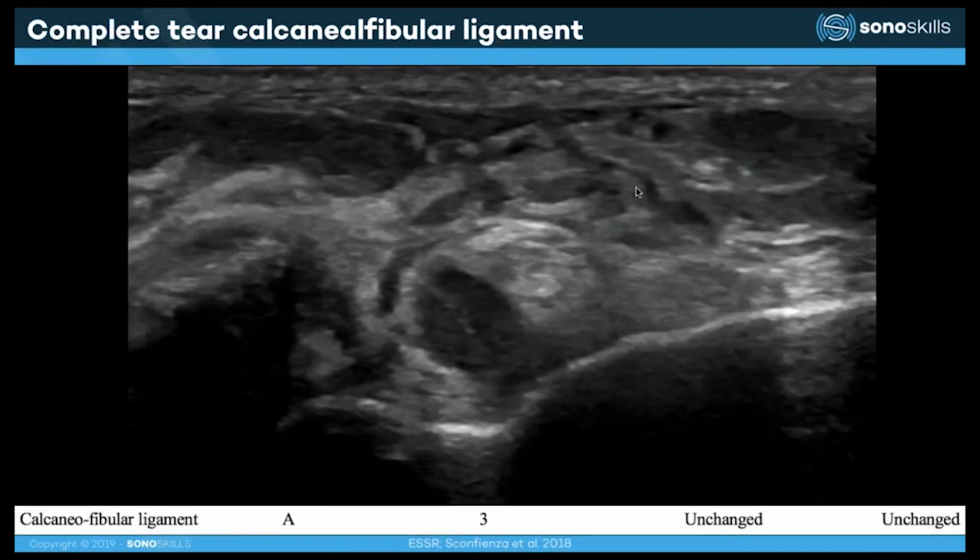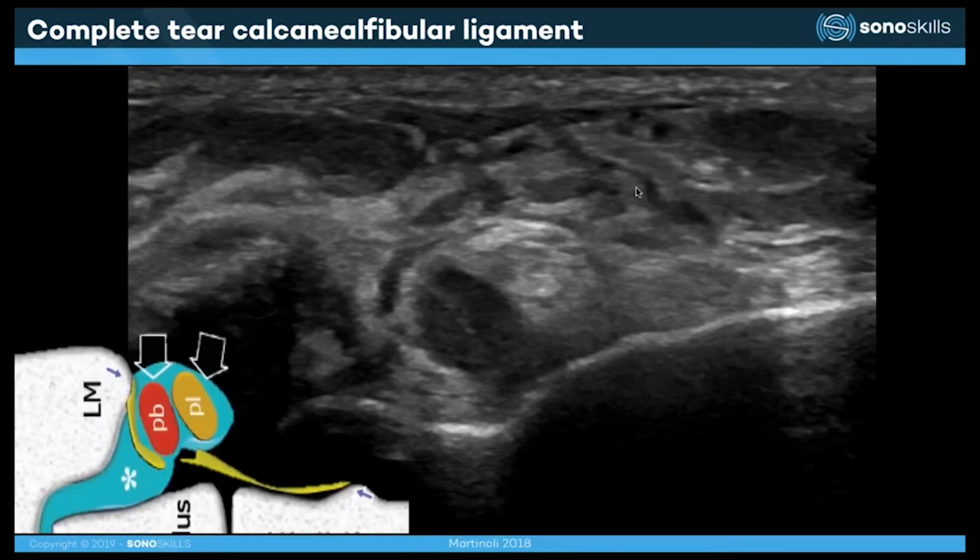The calcaneofibular ligament at the bottom of the slide, you can also see it's scored with a 3, so it's definitely a ligament which you want to check out. It is a little bit complex to scan. It has quite a 3-dimensional orientation, but once you have a certain learning curve, you can definitely, with high accuracy, diagnose tears in this region.